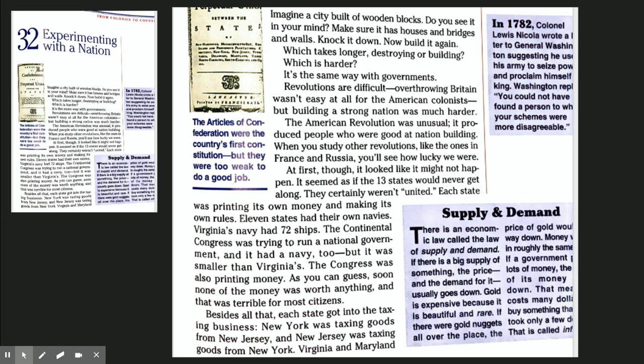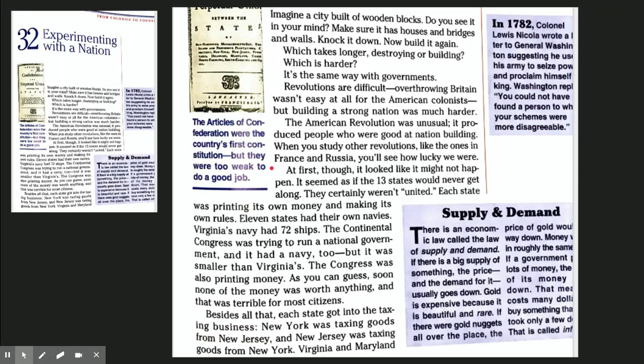Revolutions are difficult. Overthrowing Britain wasn't easy at all for the American colonies. But building a strong nation was much harder. The American Revolution was unusual. It produced people who were good at nation building. When you study other revolutions, like the ones in France and Russia, you'll see how lucky we were. That is so, so true.